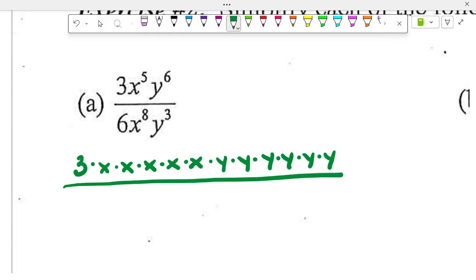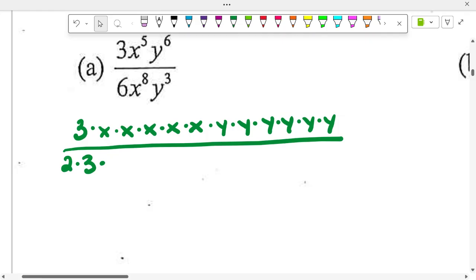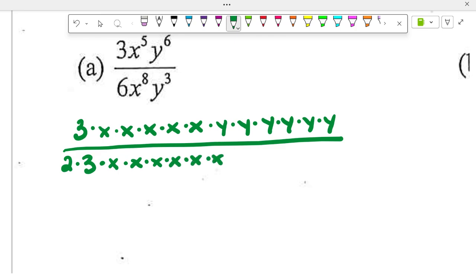How can I break down 6 into 2 factors? 2 and 3. So 2 times 3. All right. X to the 8th. How many x's is that? It's 8. So I'm going to do 8 x's. And then y cubed. How many y's is that? 3.